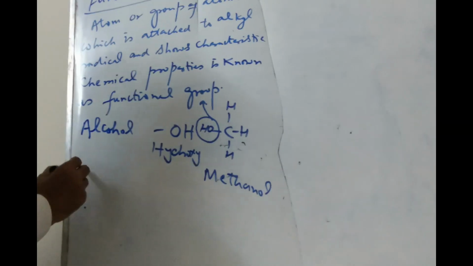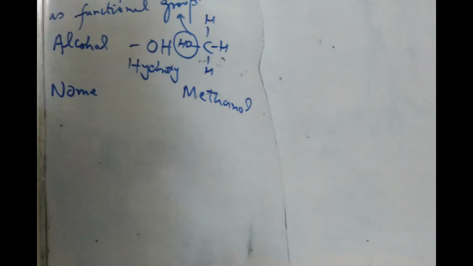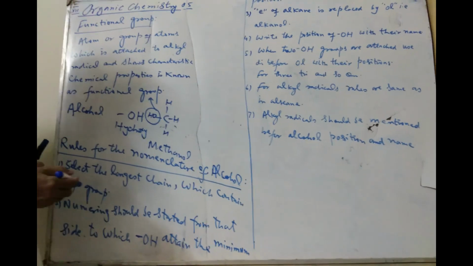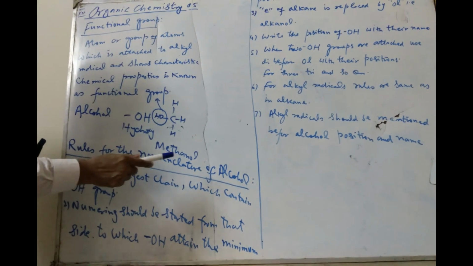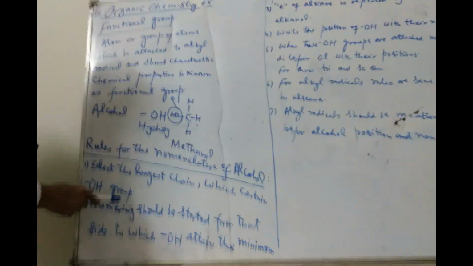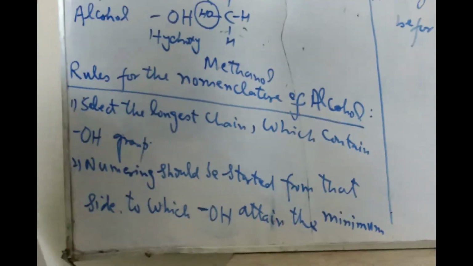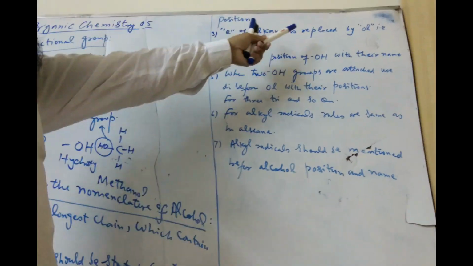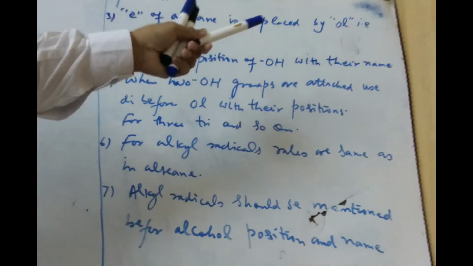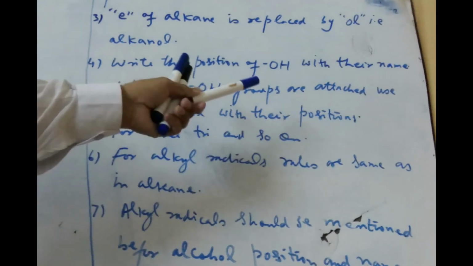So in this case, the nomenclature of this alcohol we can explain on the basis of certain rules. Rules for the nomenclature of alcohol. Select the longest chain which contains the OH group. Numbering should be started from that side to which OH attains the minimum position. E of alkane is replaced by OL, that is alkanol. Write the position of OH with their name. When two OH groups are attached, use di before OL with their positions.